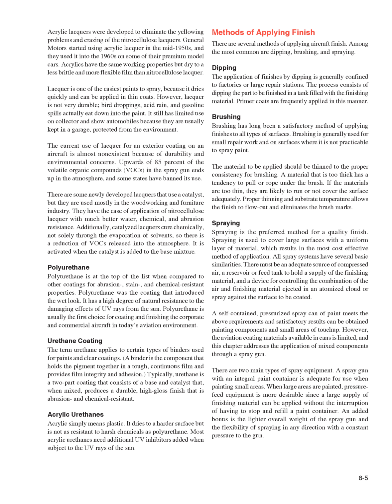Urethane coating. The term urethane applies to certain types of binders used for paints and clear coatings. A binder is the component that holds the pigment together in a tough, continuous film and provides film integrity and adhesion. Typically, urethane is a two-part coating that consists of a base and catalyst that, when mixed, produces a durable, high-gloss finish that is abrasion and chemical resistant.